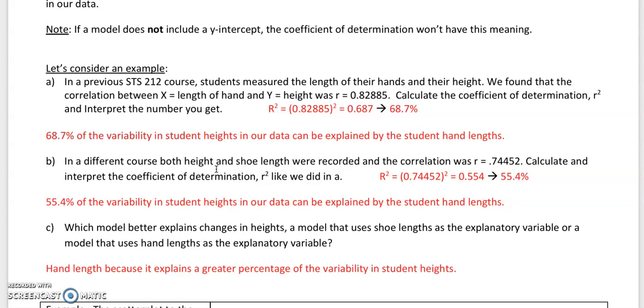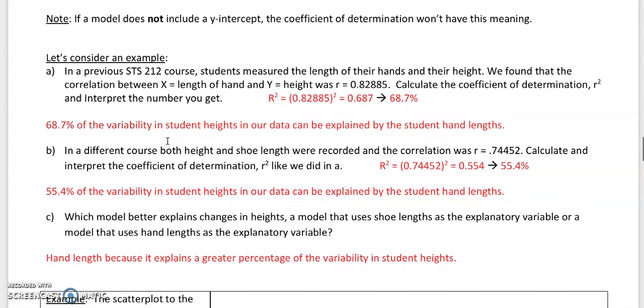Some might have more area, some might have less. And so I imagine that if we compared hand length to foot length, those would be a lot more similar. But in this case, it looks like hand length does a better job. So there's another example here.